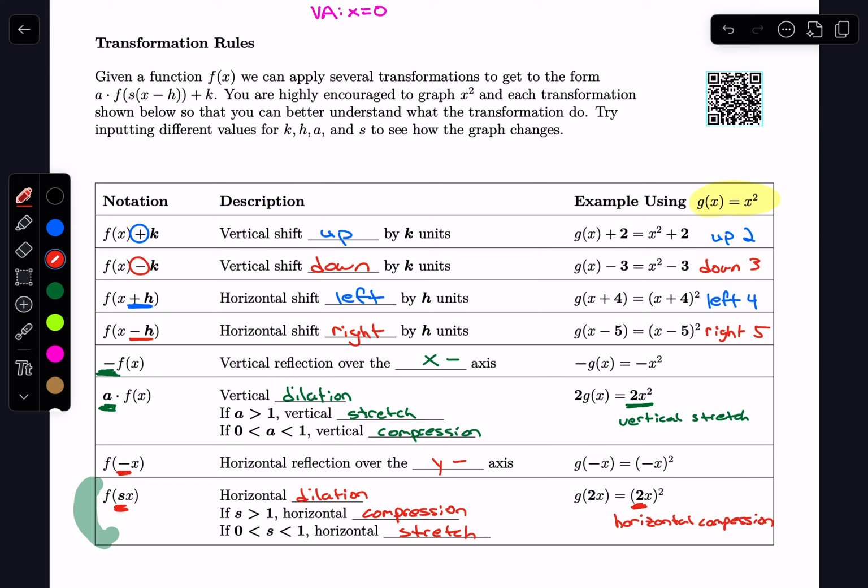All right, so horizontal compression. But again, don't worry too much about the horizontal dilations. They're not going to be heavily used in college algebra, much more of a pre-calculus topic. All right, now we're just going to do some examples.